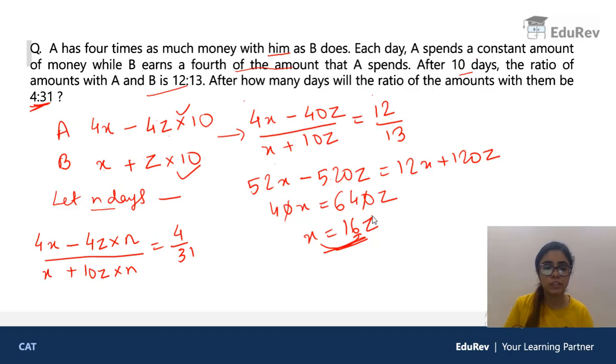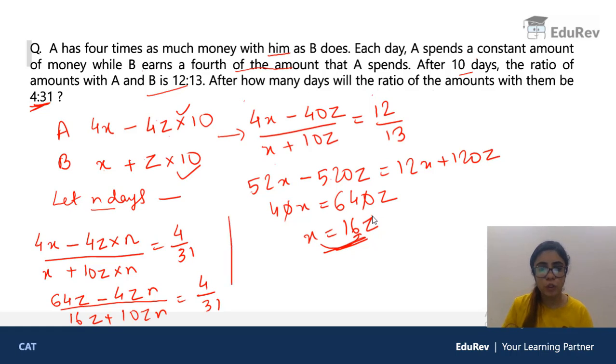So I'll substitute this here. So 4 into 16 will become 64z minus 4zn upon 16z plus 10zn is equal to 4/31. So from your numerator and denominator, your z will get cancelled. So you will have 64 minus 4n upon 16 plus 10n is equal to 4/31.